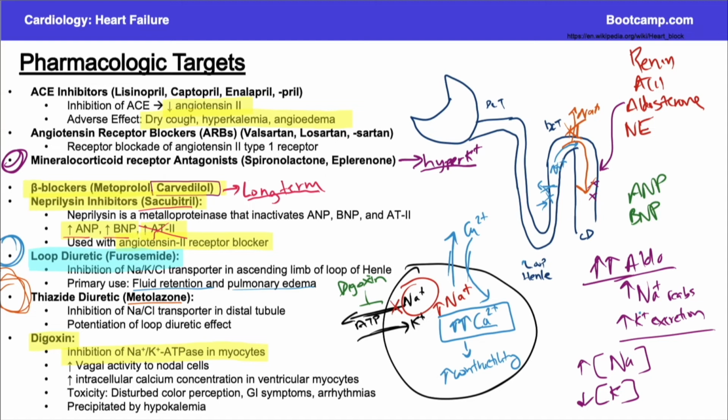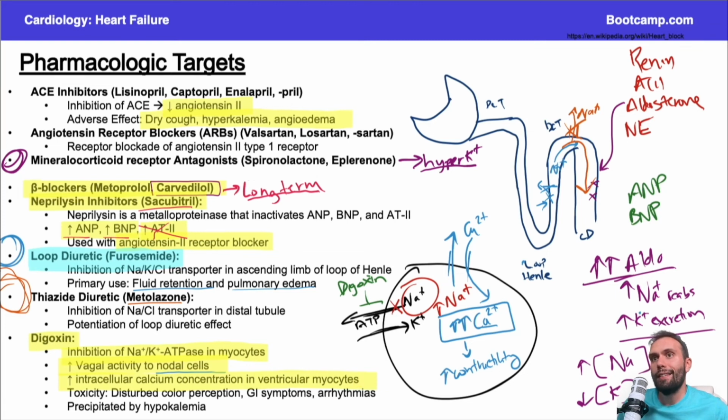Remember, digoxin also has parasympathetic function, right? It can increase vagal activity to nodal cells, specifically the AV node. Okay, so it can slow things down a little bit, potentially put this patient at risk for an AV block if this was toxic, right? And we already said here, it increases intracellular calcium in ventricular myocytes. Great for a patient with systolic heart failure, right?